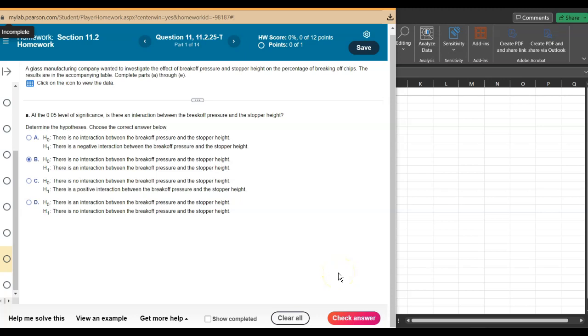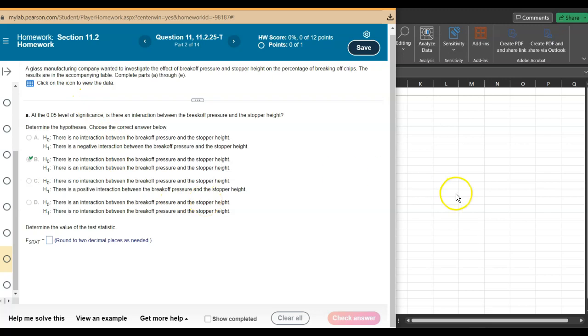Hey everyone, so this is section 11.2, 2A, ANOVA, question number 11. Alright, so we start with a regular question about the interaction. So the H0 should be there is no interaction between the two factors, and H1 would be there is an interaction between the two factors. Alright, check it, we're good.